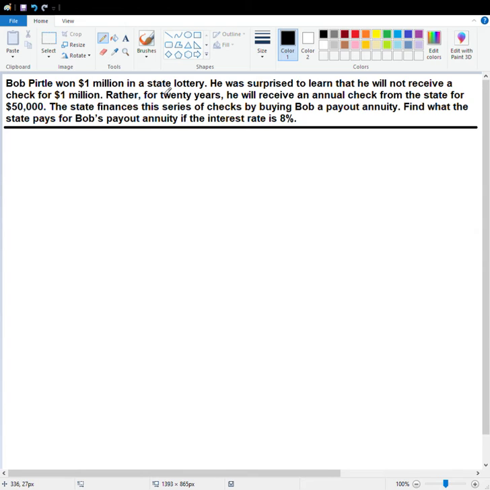So Bob here, he won $1 million, and he's surprised that he's not going to get the million. Well, he will, but not a straight up $1 million. It says rather, for 20 years he will receive an annual check from the state for $50,000. So I'm just going to highlight all of the important things that we can take away from the problem, as it is a word problem. Right here we'll have 20 years. This is going to be important. An annual check, annual meaning every year, from the state for $50,000, as well as the interest rate, which is going to be 8%.